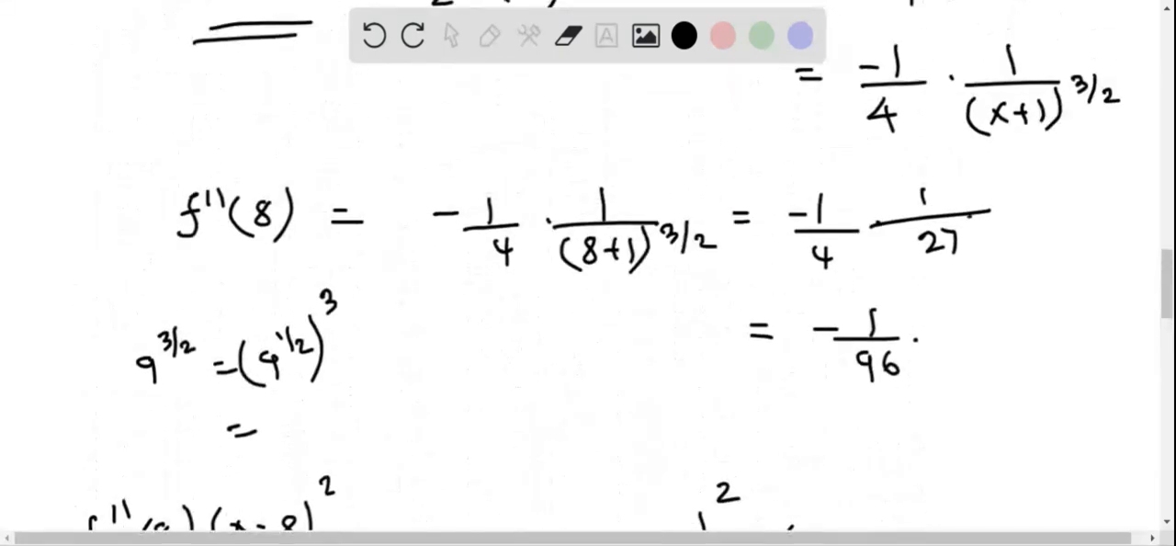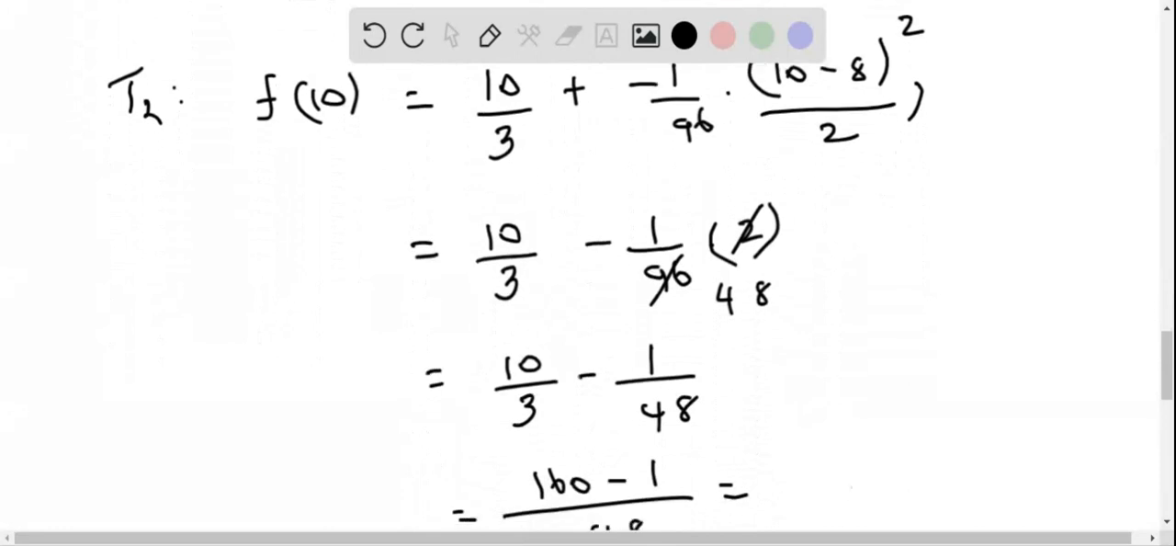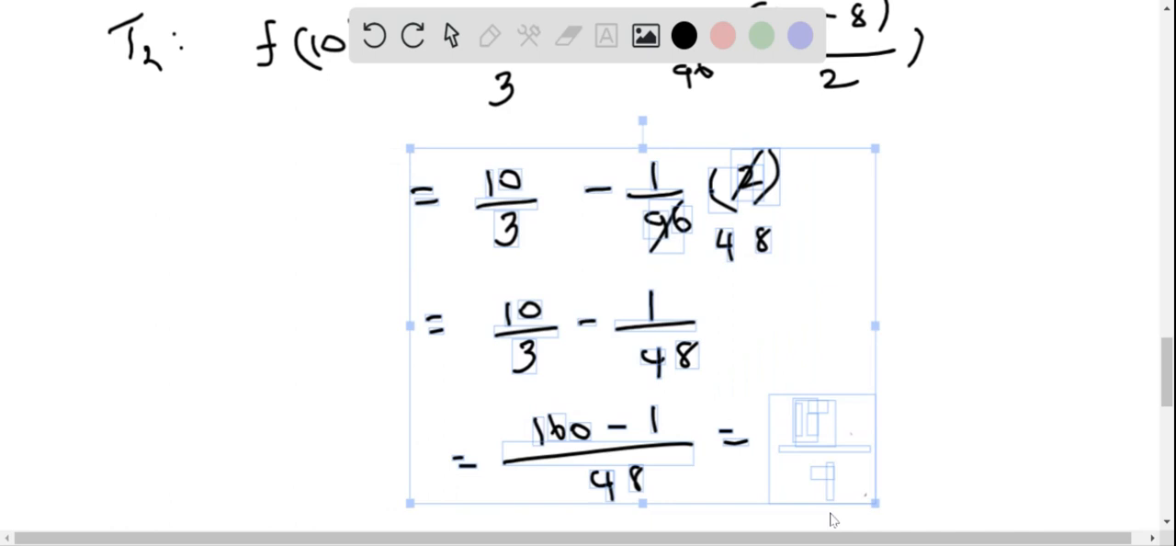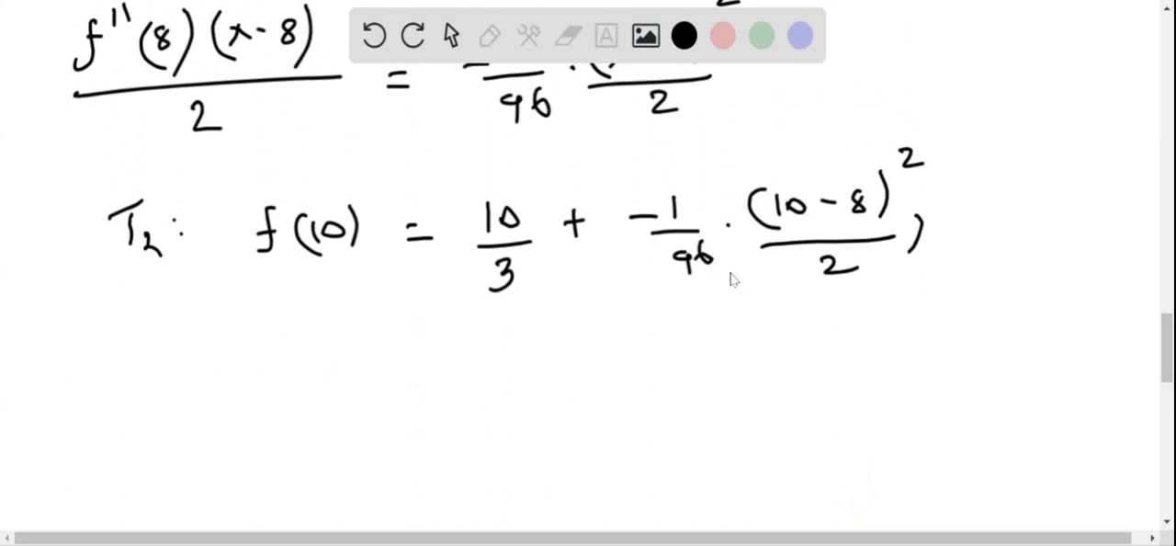This one is 27 times 4. This is not 1 by 96. This is 108. So we just have to replace this quantity. So let me get this erased. We can completely erase from here, and this as well. This is 108.